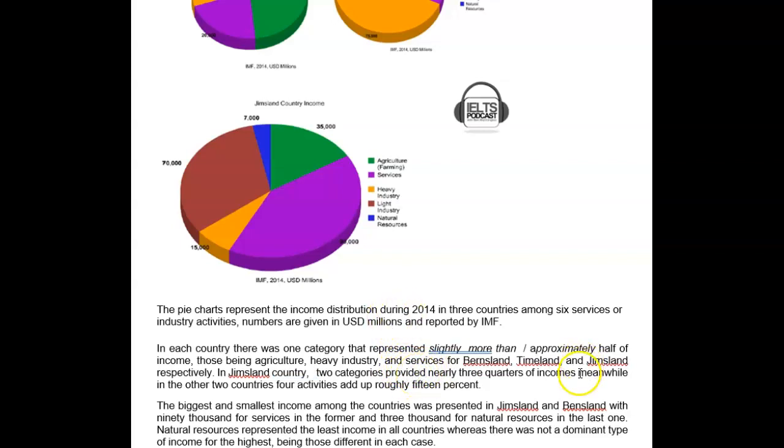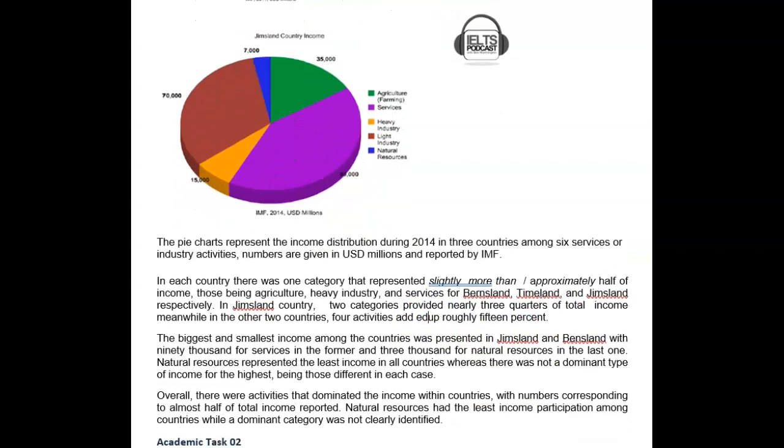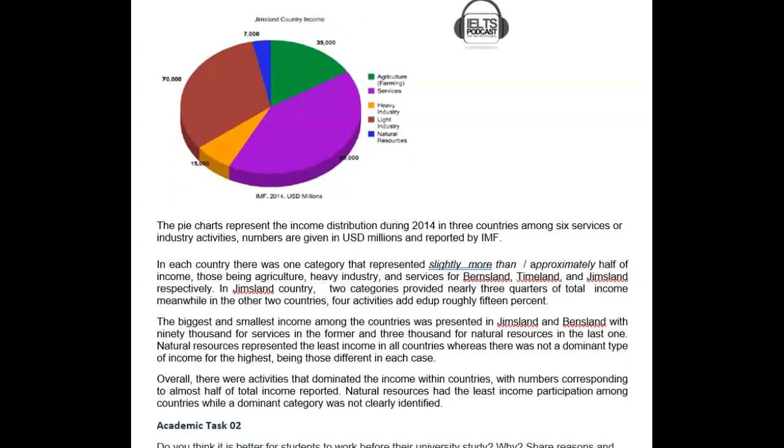Nearly three quarters of total income. Meanwhile, in the other two, four activities, then comma there, and the other two, four activities added, past tense, up to roughly 15%. Very nice, good. That's a really nice, clean description. Good work there.